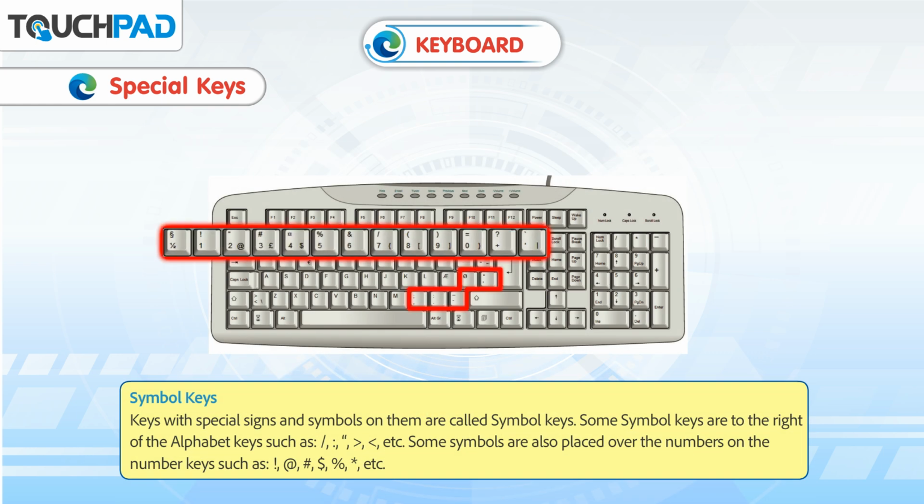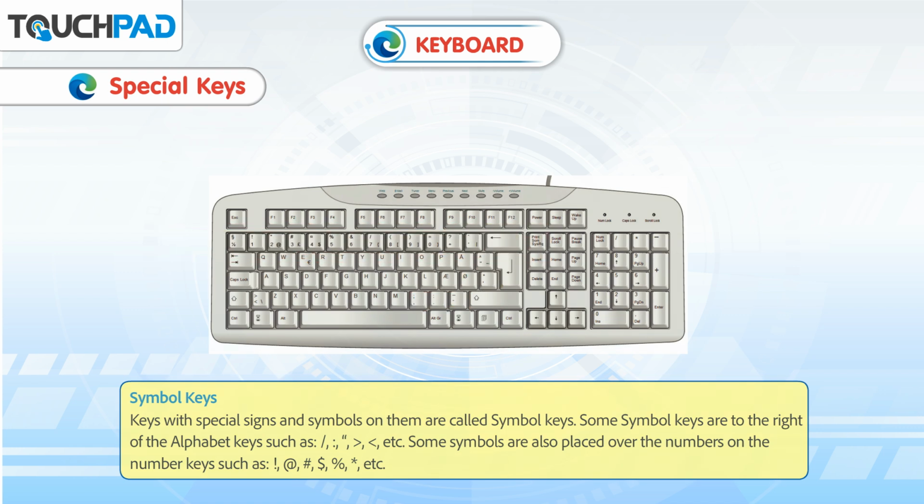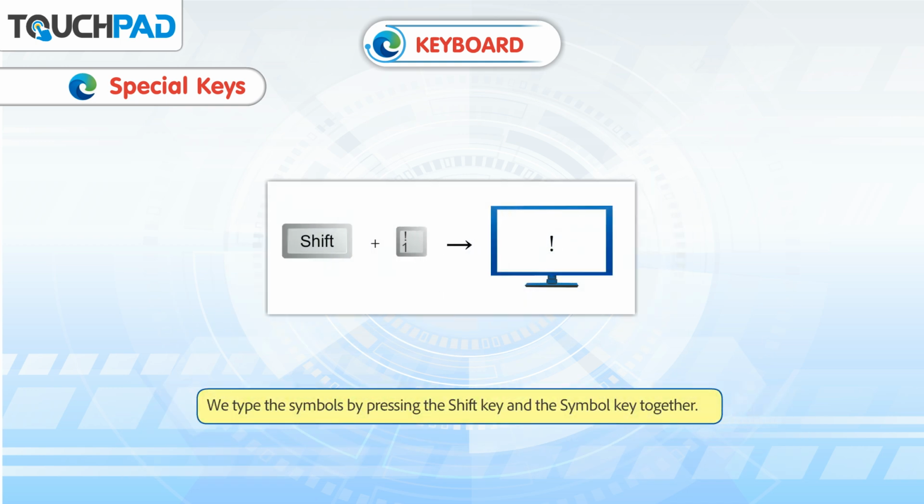Symbol keys. Keys with special signs and symbols on them are called symbol keys. Some symbol keys are to the right of the alphabet keys such as slash, colon, inverted comma, greater than, smaller than, etc. Some symbols are also placed over the numbers on the number keys such as colon, exclamation, at the rate, hash, dollar sign, percentage, asterisk, etc. We type the symbols by pressing the Shift key and the symbol key together.